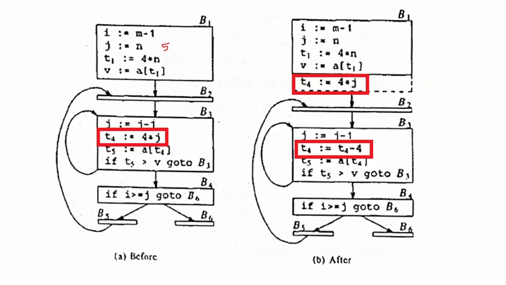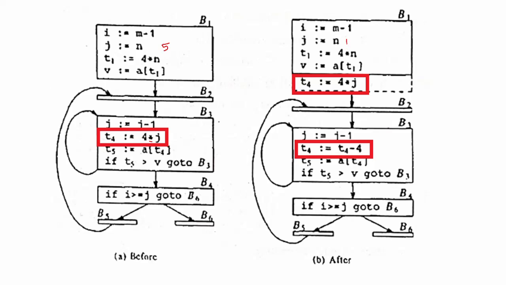How are we reducing? Please check here. We are now replacing this multiplication operation. Please be careful and watch this carefully. Here we have just moved this code out, so we are fixing T4 as 4 into J.